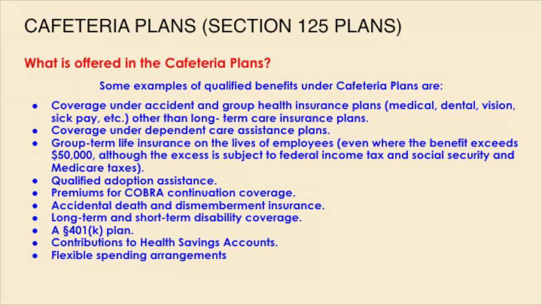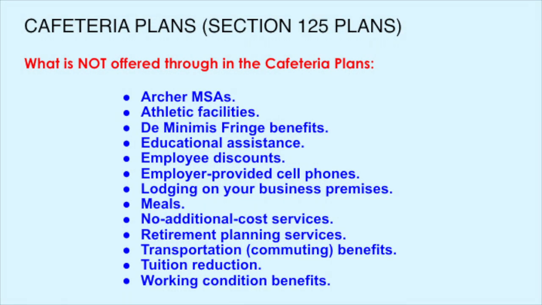Accidental death and dismemberment insurance. Long-term and short-term disability. 401k, contributions to health savings accounts, and flexible spending arrangements. So this is the list of the benefits that can be offered under the cafeteria plan. It's also important to know what benefits cannot be offered through the cafeteria plan, and here is the list.